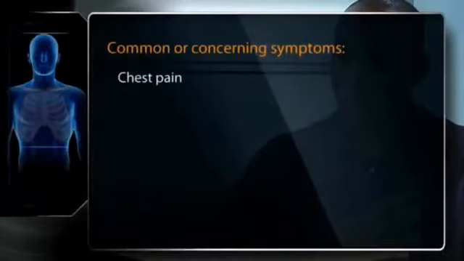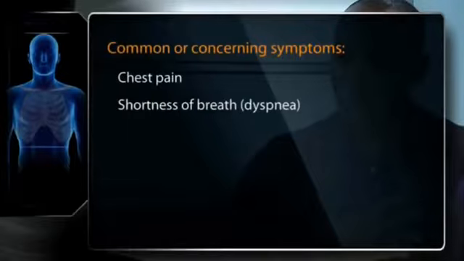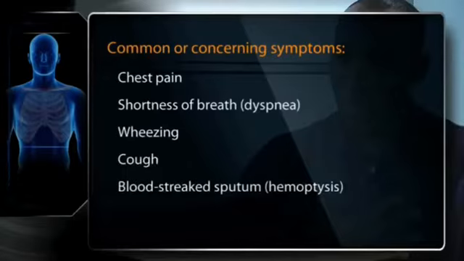Common or concerning symptoms relating to the thorax and lungs include chest pain, shortness of breath or dyspnea, wheezing, cough, and blood-streaked sputum or hemoptysis. By eliciting the patient's concerns before the examination, you prepare for an examination that is efficient and productive.